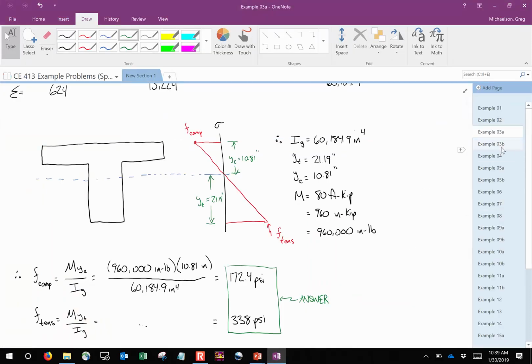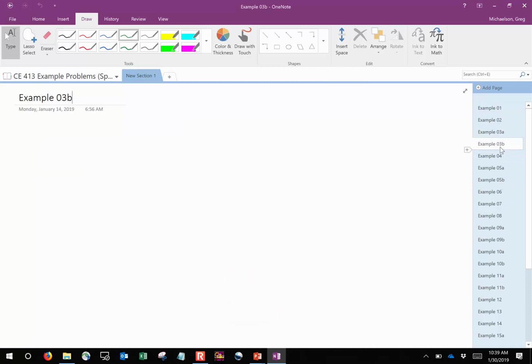Everybody got this? Okay, so let's look at example 3b. First off, we were told in this example that we have 3,000 psi normal weight concrete. So we know that f'c is 3,000 psi, and we know it's normal weight.